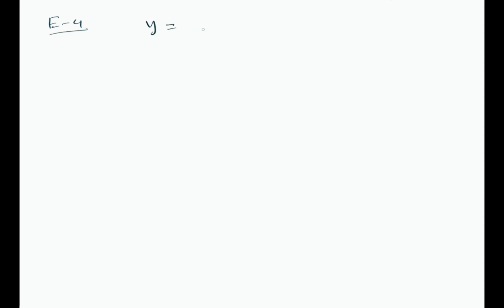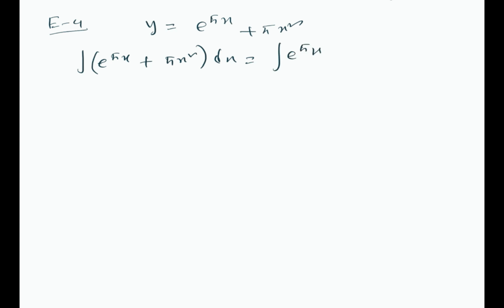So the function is y is equal to e to the power 5x plus 5x squared. Okay, so the integral of this function e to the power 5x plus 5x squared is equal to, we can write it, the integral of e to the power 5x dx plus, we can factor out this 5 from the integration. So we can write 5 times the integral of x squared dx, right? So these are the same thing.